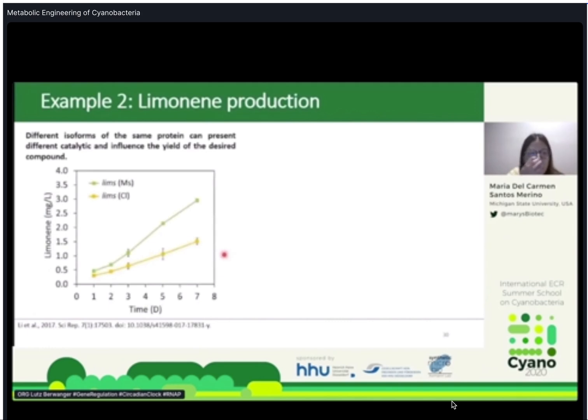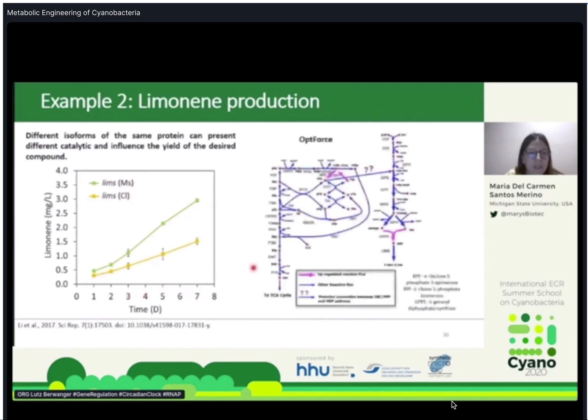In this experiment, they measured limonene production using two limonene synthases: the first from Mentha spicata, and the second from Citrus limon. With the Mentha spicata synthase, the levels of limonene were higher at different times post-induction.